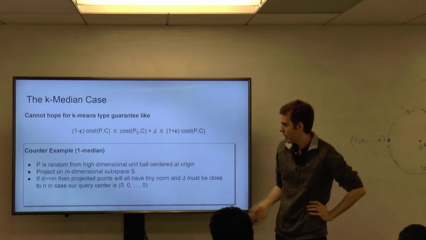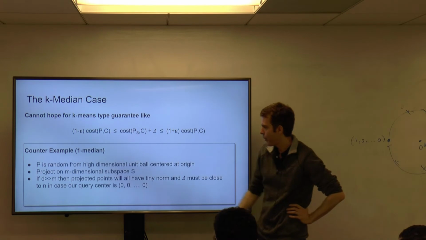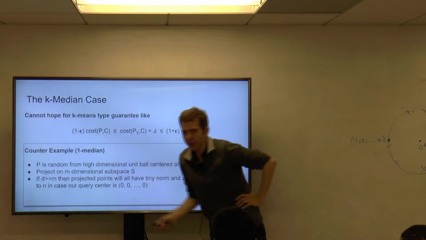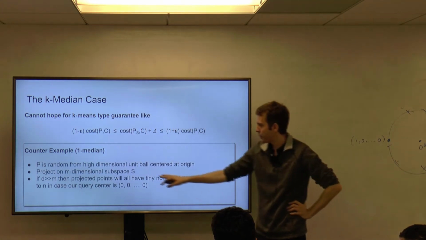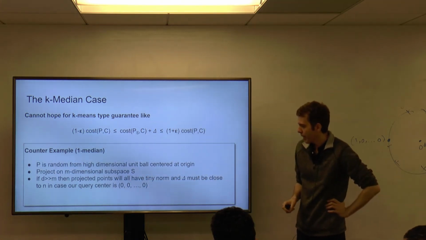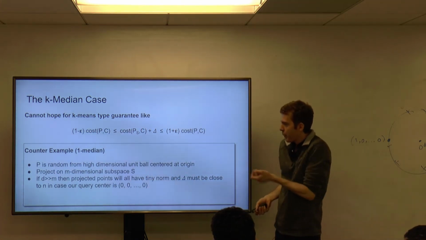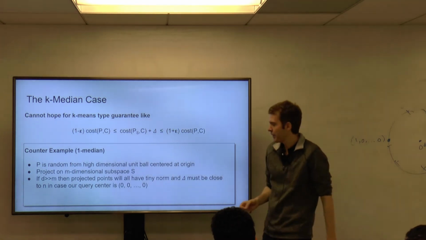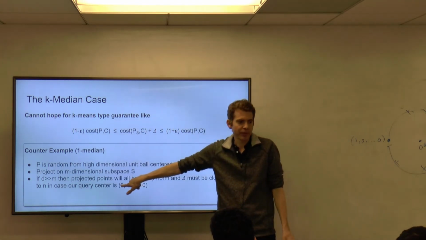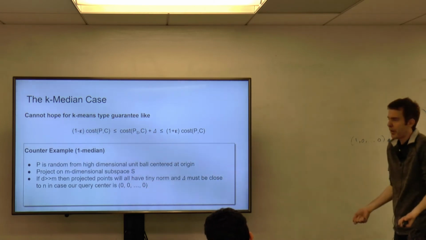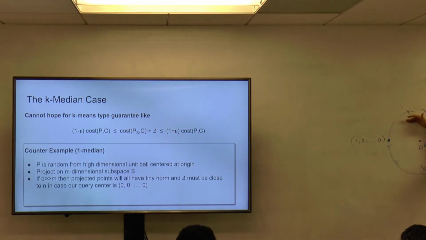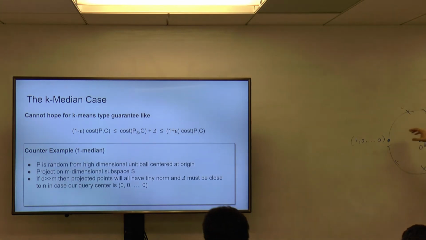So just saying what I said on the board, if this dimension d is much larger than the dimension m of the space, then the projected points will all have tiny norm. And what if my query center, I'm looking at one median, what if I just query the cost of the origin? Now what is the cost of the origin in the one median problem? Well, it's n, right? I have n points on the unit ball. So the cost is n.